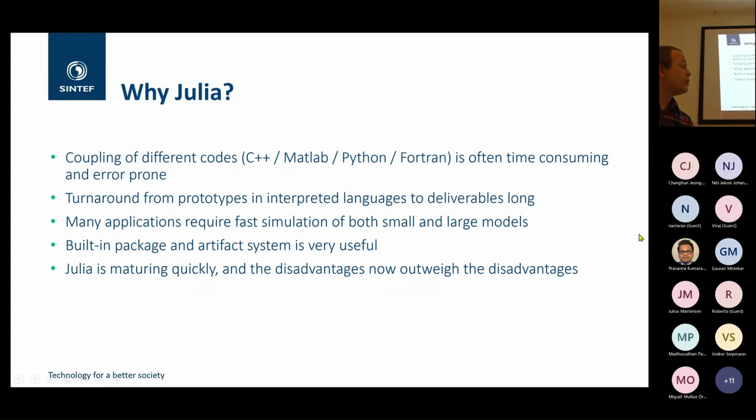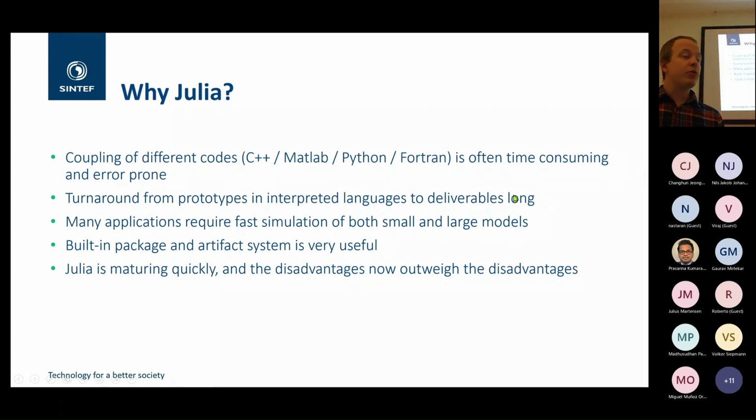It's also very nice to have this built-in package and artifact system, which is important when you have lots of data and want to deploy things here and there, and it just needs to work, because a lot of the people we work with or deliver to are not necessarily experts in any kind of programming.